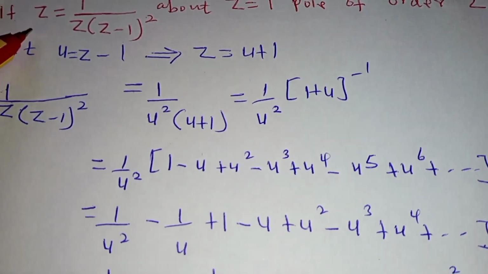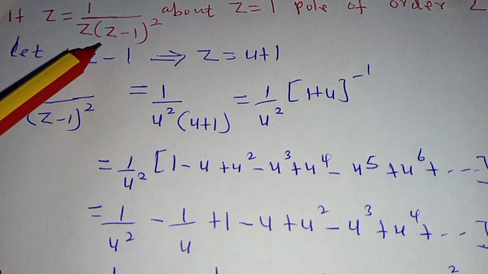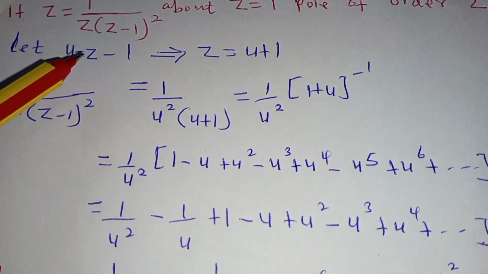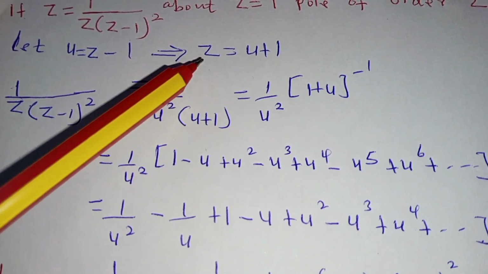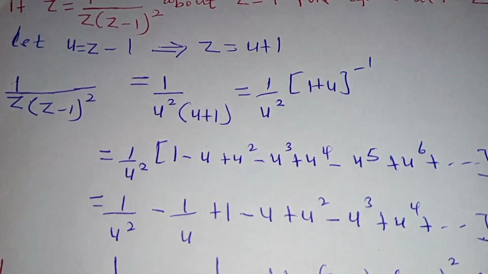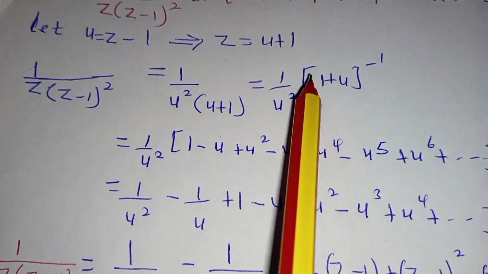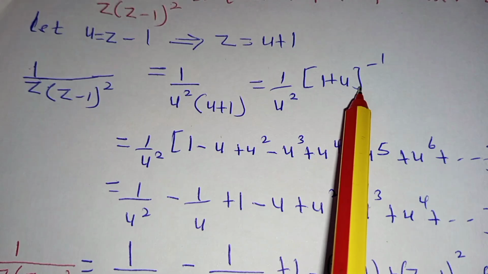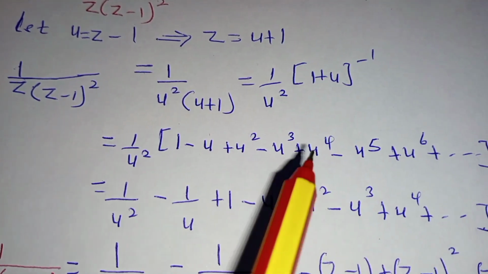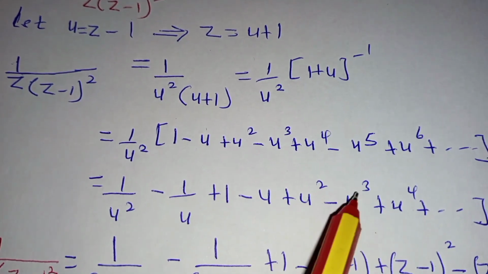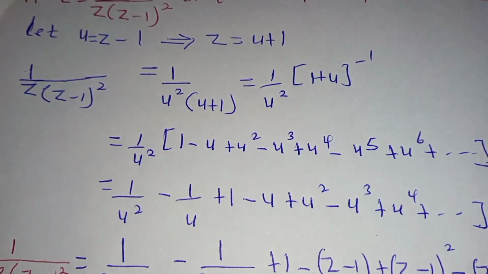So the recap: all you need to do is to make the substitution. Instead of z minus 1, you substitute with u. And now you make z the subject so that you have z equals u plus 1. Then you make the substitution here. Once you make the substitution, you expand this term by what is called Taylor series. Once you have expanded it, now you make use of Laurent series so that you can expand the complex number.